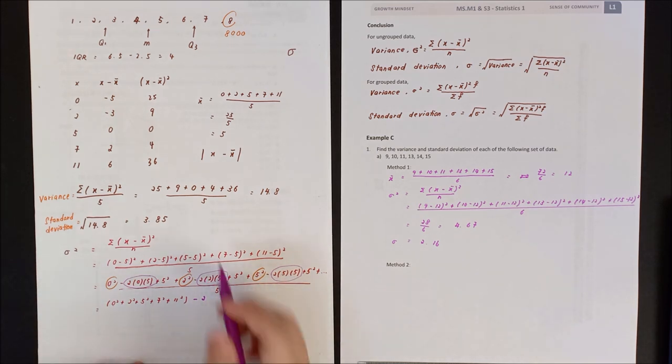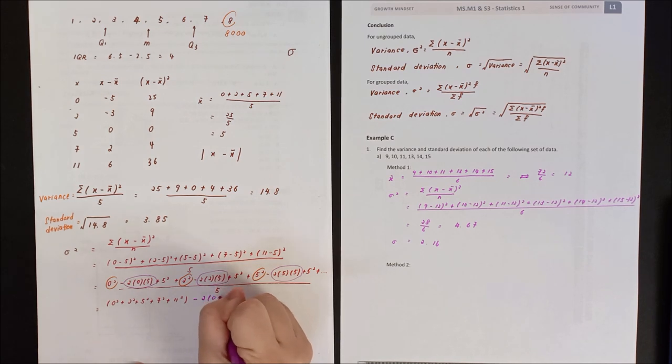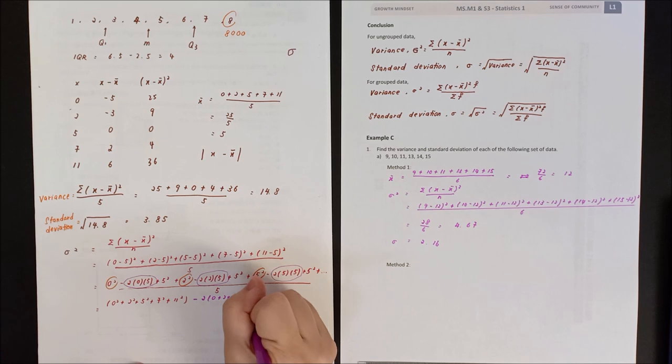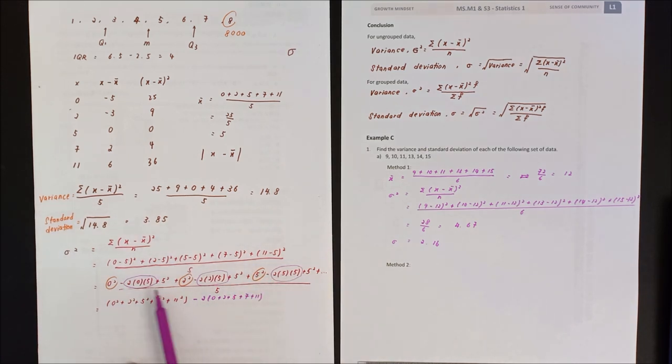And what is that number? So it's going to be 0, 2, 5, 7, and 11 again. Then after that, how many 5 you have? 1, 2, 3, 4, 5. Then every time you times the same thing, which is 5.